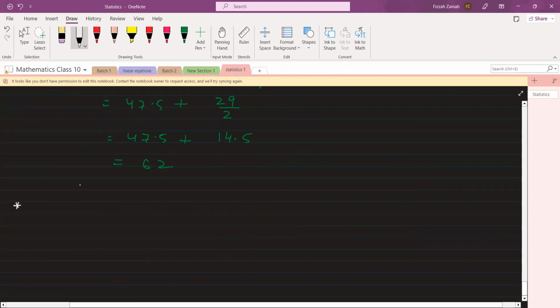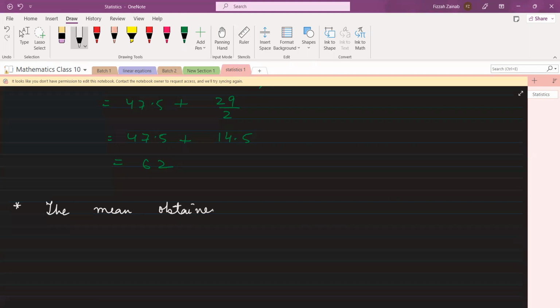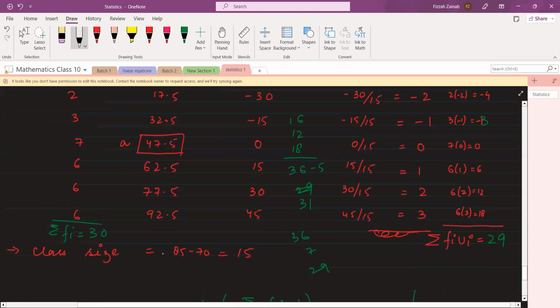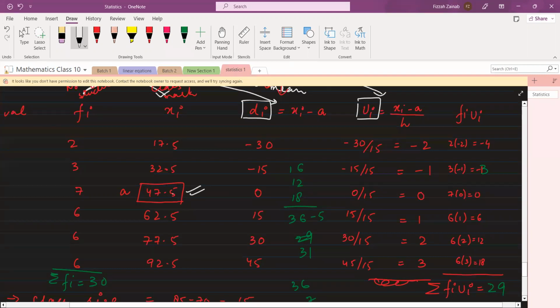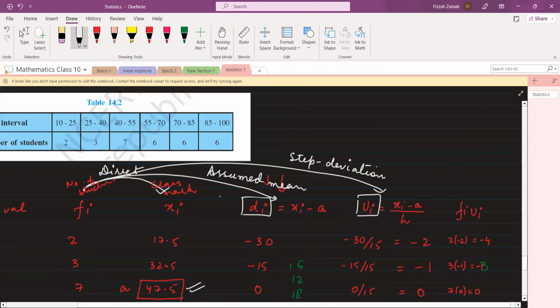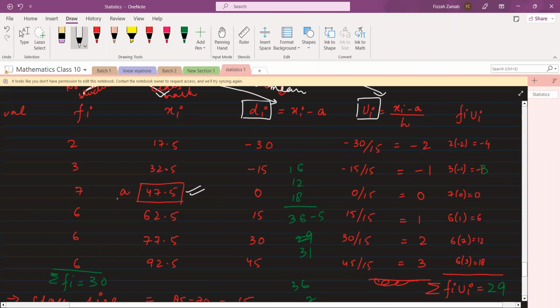Now you write a note that the mean obtained by all the three methods is the same. Okay, ma'am. Okay. And also, for example, now see here, I took this as my A, right? Even if you take some other number as your A, then also the answer will not change. The mean will remain the same. Okay. Because this is just an assumed value. It's not the exact mean. I have just assumed it.